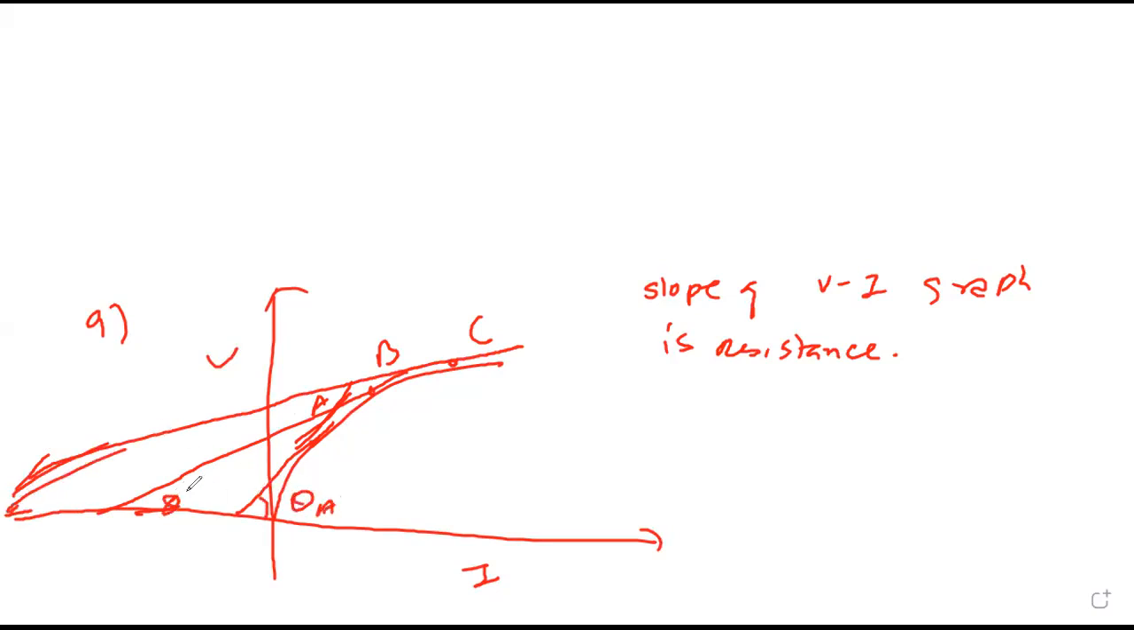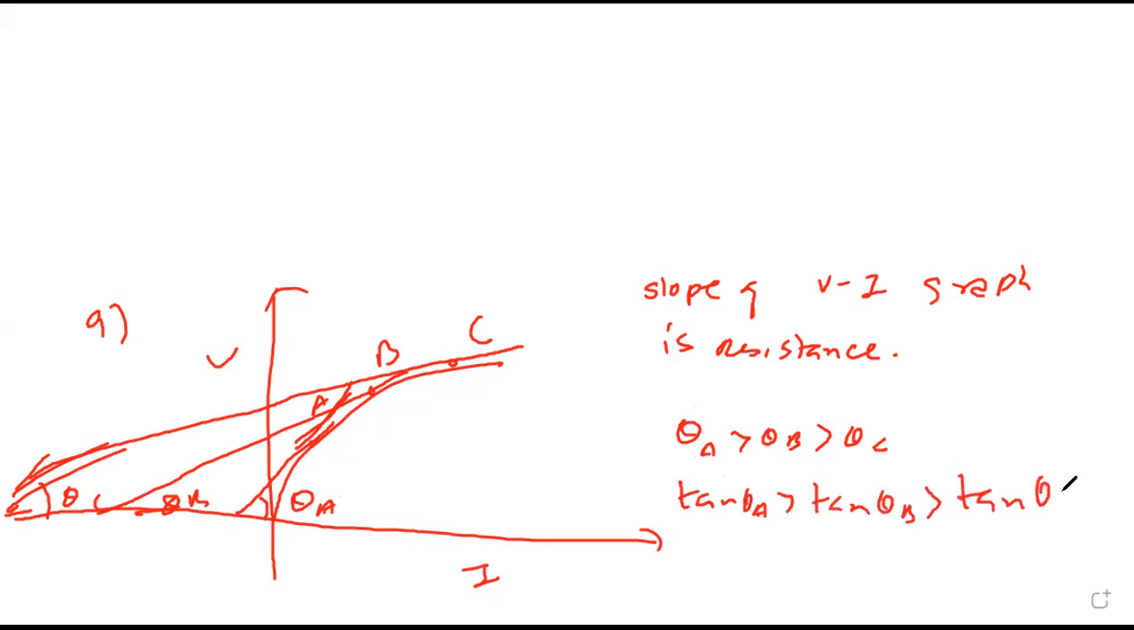Theta at A, theta at B, theta at C. What is the relation? Is A greater or B greater or C greater? Clear cut, you can see theta at A is greater than theta at B is greater than theta at C. So that means tan theta at A is greater than tan theta at B is greater than tan theta at C. I've just put tan everywhere. Tan means slope, and slope here is resistance. So RA is greater than RB is greater than RC. Yes, sir. Okay.